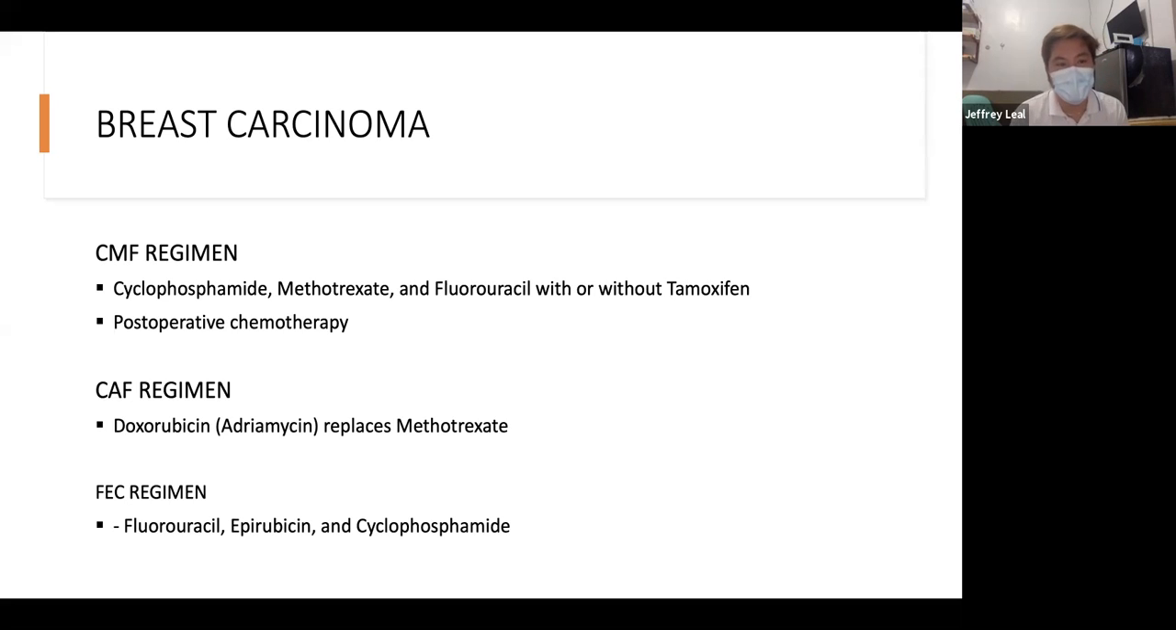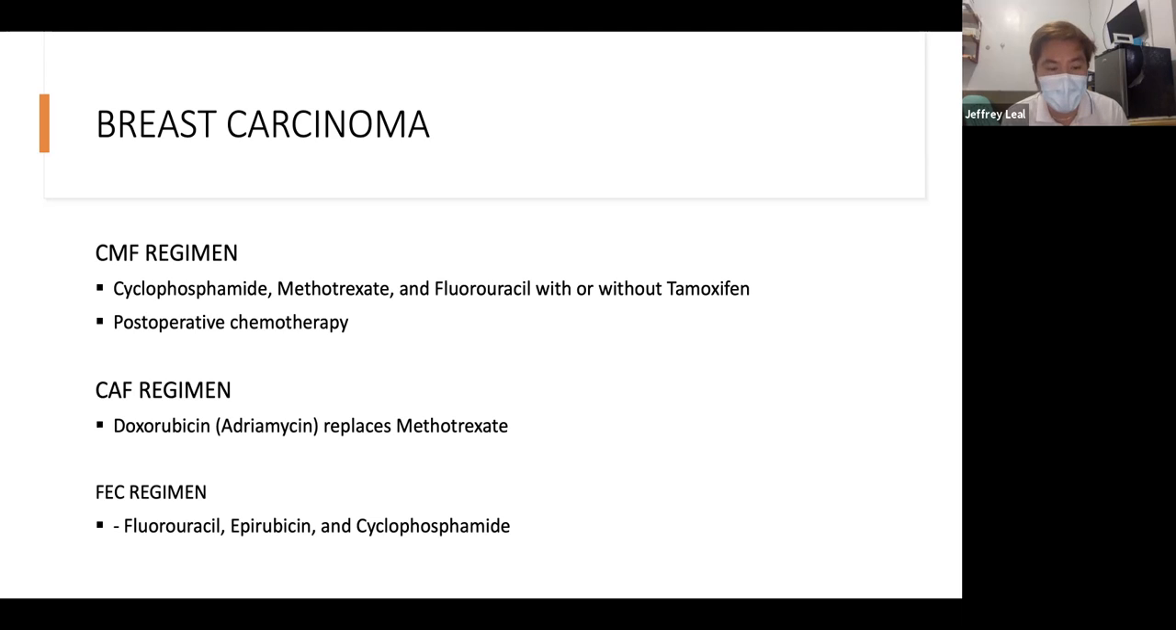For breast carcinomas, we can use different regimens. We have the CMF regimen, which is composed of your cyclophosphamide, methotrexate, and fluorouracil with or without tamoxifen. And they can also be used for post-operative chemotherapy.